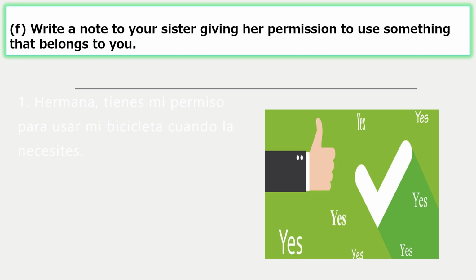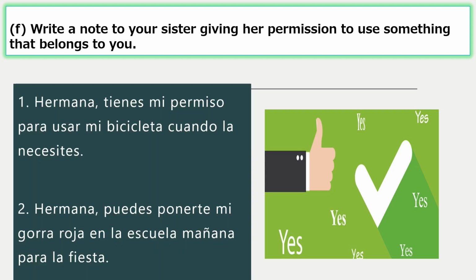Now for our fifth question. No, not fifth question, sixth question. Write a note to your sister giving her permission to use something that belongs to you. So we have 4 more questions to go, guys. Okay, so you are required to give permission. Now let's see 2 possible ways of responding to a situation like this. Ready? Let's go.